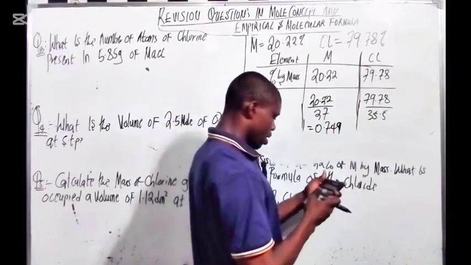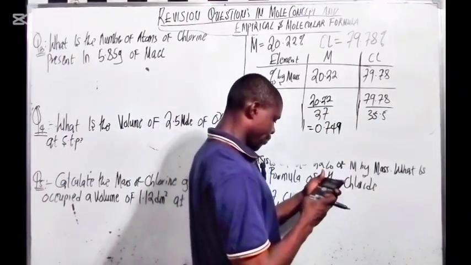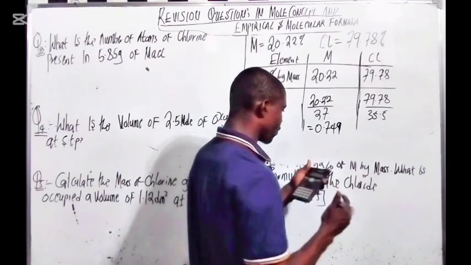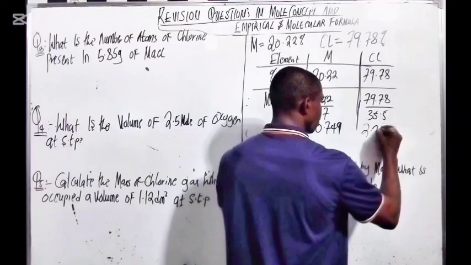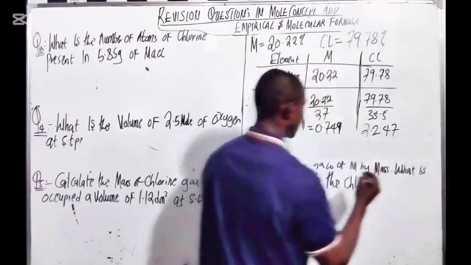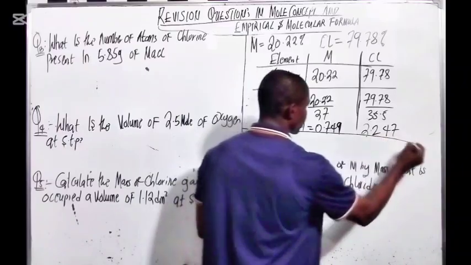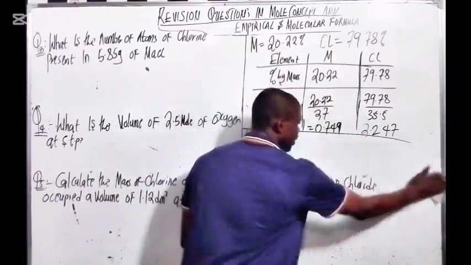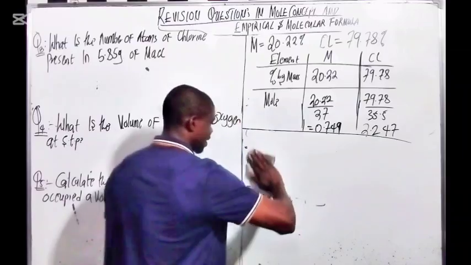You have 79.78 over 35.5. Here we have 2.247. Okay. Now once you get this one here, once you get your mole, the next thing to do is get the ratio. Right there, get the ratio.